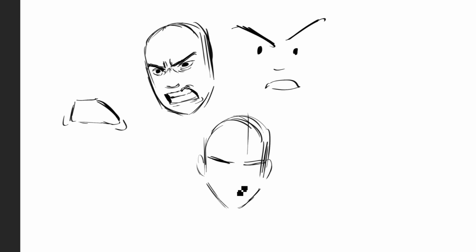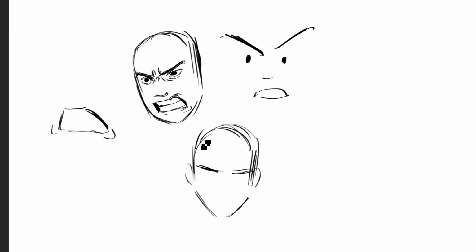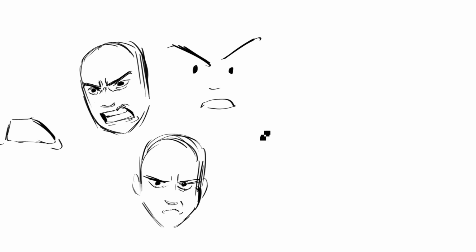If the head is tilting down, sometimes another tip when drawing convincing angry expressions is to have the head facing down. It's to show that sense of aggression. You're just looking down at them, like wanting to beat them up. Depending on your character design, you can even add creases to the cheeks.